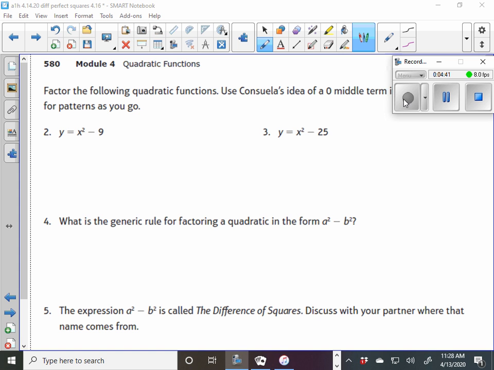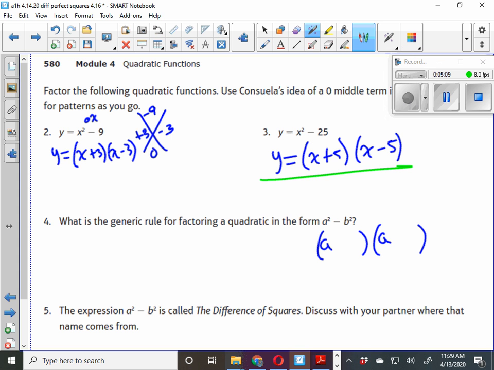Once again, I would go at this, and you could add the 0x in the middle if you want, but we're looking at factors of negative 9 that add up to 0. So that has to be plus or minus 3. So we know this factors into x plus 3, x minus 3. Your turn for number 3. Go ahead and pause the video and let it happen.